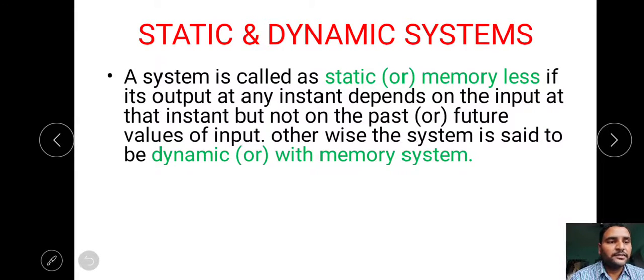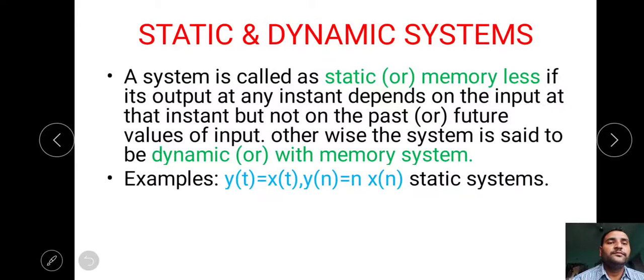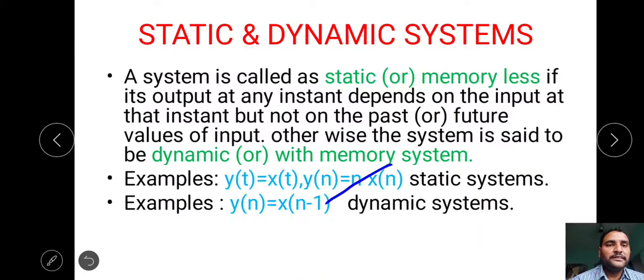Otherwise, the system is called a dynamic system. That means a dynamic system's output always depends on present, past, and future inputs also. This is the example for static: y of n is equal to n into x of n. And this is the example of dynamic: y of n is equal to x of n minus 1.